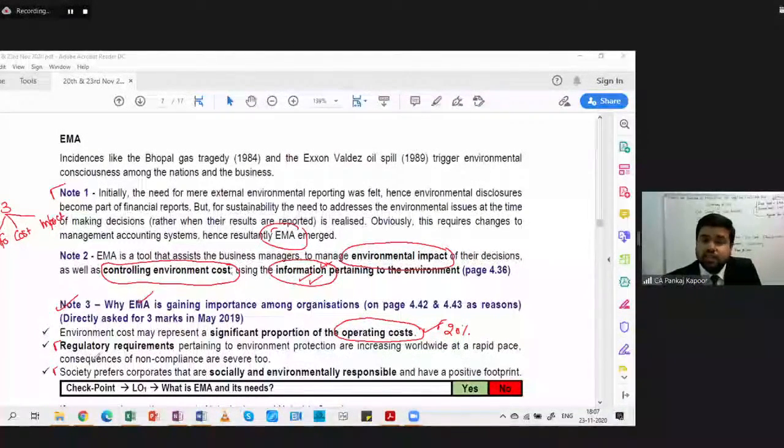The third reason: obviously, being a consumer, we would love to buy the product from a green company, an ecologically good company, which is not making any bad or adverse impact upon the environment. Hence, these are the three major reasons due to which EMA is getting importance. Okay. Now, moving further.